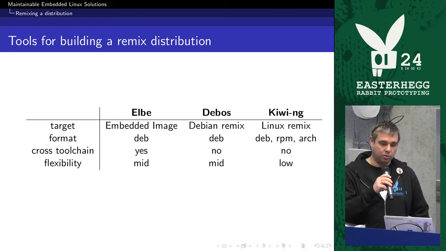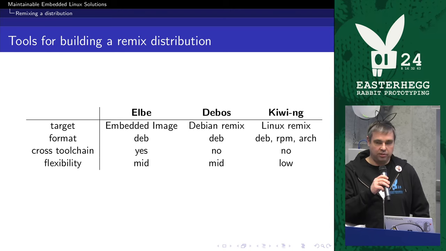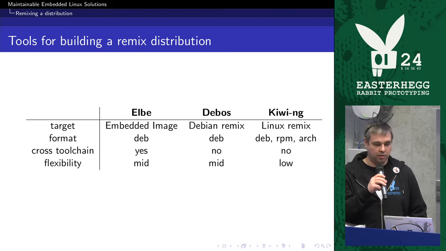It's built with Go, and it's a more generic tool to build Debian remixes. And there is KiwiNG, which you may know from the SUSE Studio stuff, which is also an image builder without focus on embedded, but with support for many different package formats. So Elbe and Debos only support Debian packages, while Kiwi is also supporting RPM and Arch. Then for the cross-compile toolchain, only Elbe brings an out-of-the-box solution.